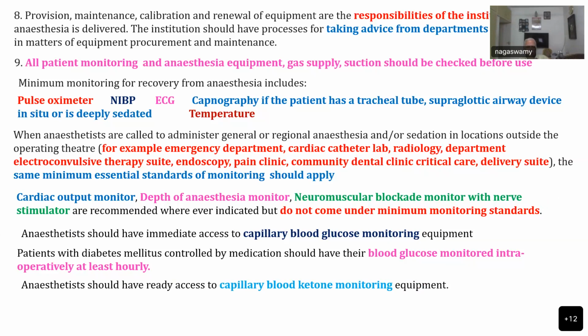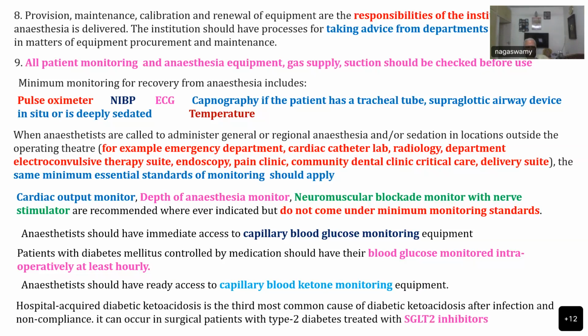And the anesthetist should also have ready access to capillary blood ketone monitoring equipment. Because hospital acquired diabetic ketoacidosis is the third most common cause of diabetic ketoacidosis after infection or lack of compliance to the treatment. And with the usage of SGLT2 inhibitors, this euglycemic acidosis is becoming very common. Ketoacidosis with euglycemia is very common with this. So nowadays they have included capillary blood ketone as well as blood glucose monitoring to be available in required cases.